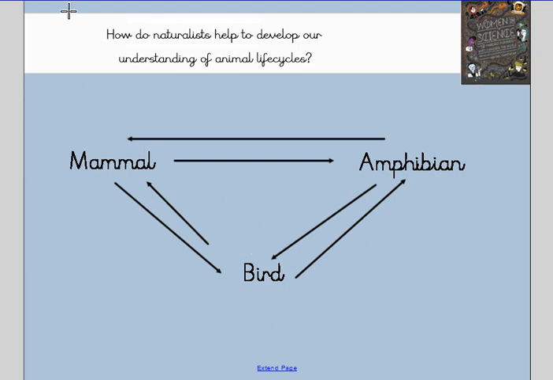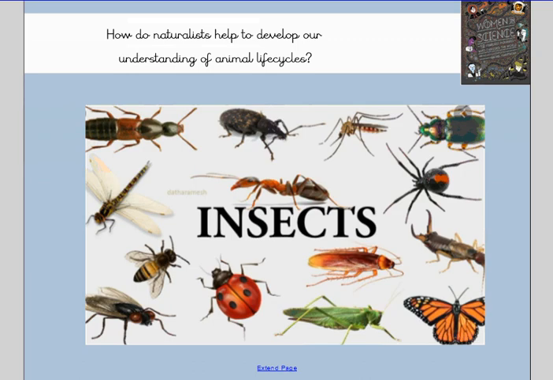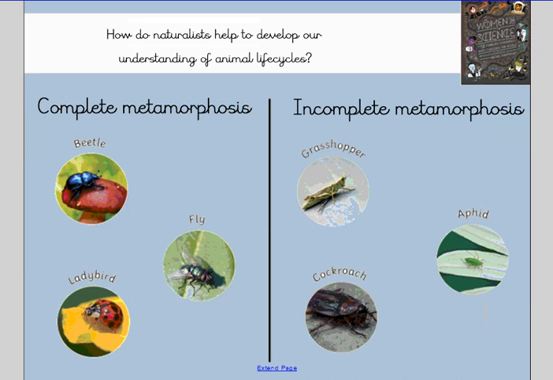So today we're going to move on and have a look at insects. Now, insects are a little bit different because they have two different types of life cycle. So all insects go through metamorphosis, but we have two categories of metamorphosis here. We've got complete metamorphosis, which a beetle, a fly and a ladybird go through, and also a butterfly, and we're going to look at that in more detail in a moment. And then we've got incomplete metamorphosis, such as a grasshopper, aphid and a cockroach. Also a dragonfly goes through this, and we're going to look at that in a little bit more detail.